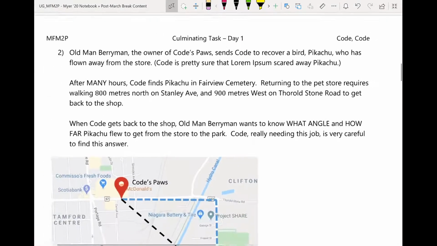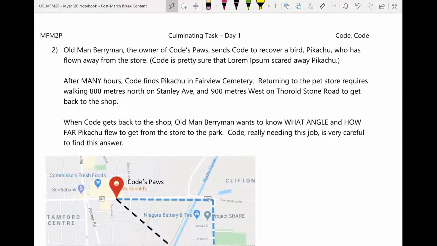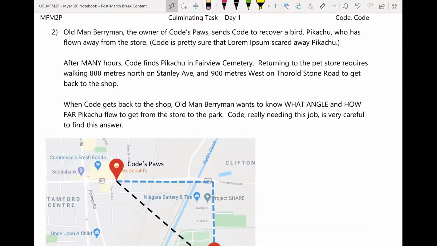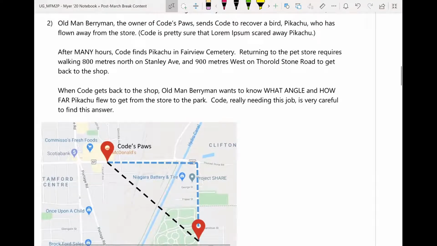All right. So let's move on. Old Man Berryman, the owner of Code's Paws, sends Code to recover a bird, Pikachu, who has flown away from the store. Code is pretty sure that Lorem Ipsum scared away Pikachu, because birds tend to be scared away from cats. So, after many hours, Code finds Pikachu in Fairview Cemetery.